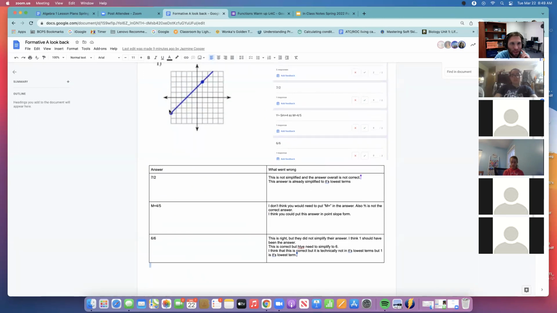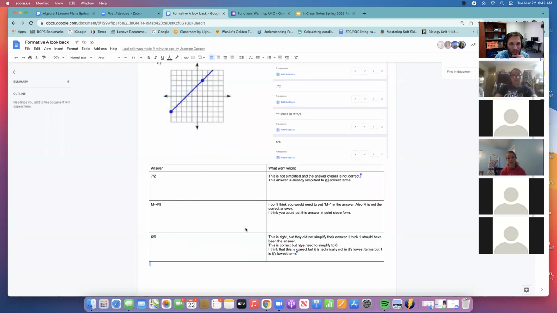So maybe they counted up for 1, 2, 3, 4, 1, 2, 4, 5. 1, 2, 3, 4, 5. So I guess they missed both. I don't know. 1, 2, 3 over 1. This person said 6/6. This is right, but they did not simplify. Yeah. So 6/6. This is what I wanted you guys to say.